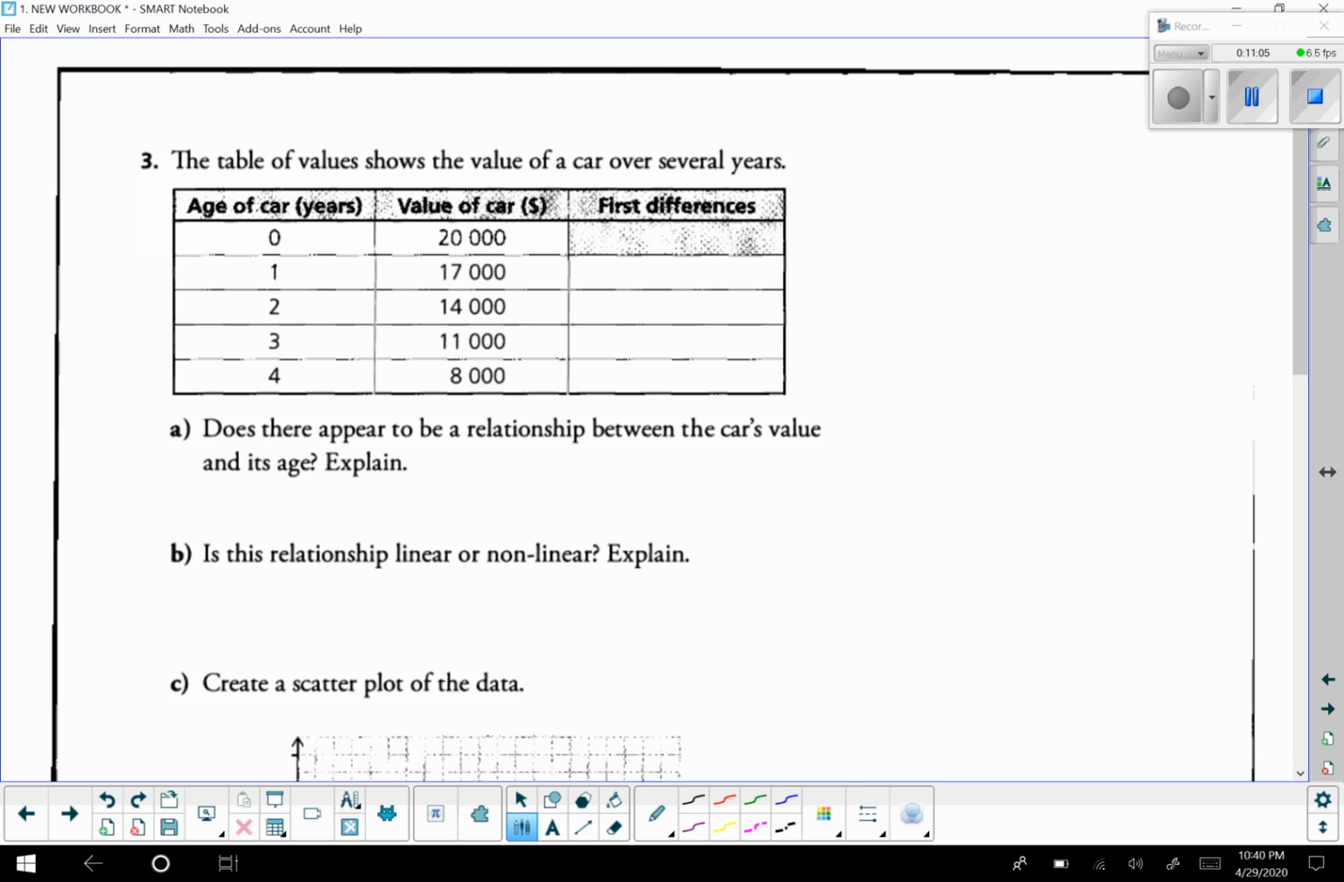Does there appear to be a relationship between the car value and its age? So we're looking at the two variables, age of the car and value of the car. And hopefully you can see that as the car gets older, the value of the car goes down.